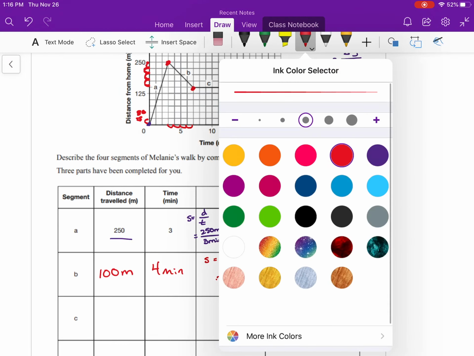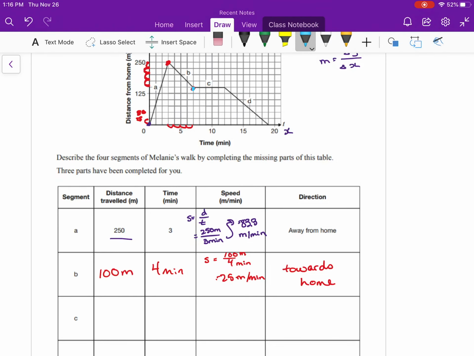Section C. So we're starting here and going to here. There is no distance traveled here. It's a horizontal line. And we can figure out how long they were there though. So we can count 1, 2, 3, 4, 5, 5 minutes. And speed is 0 because they weren't moving. And we can write that they were stopped.